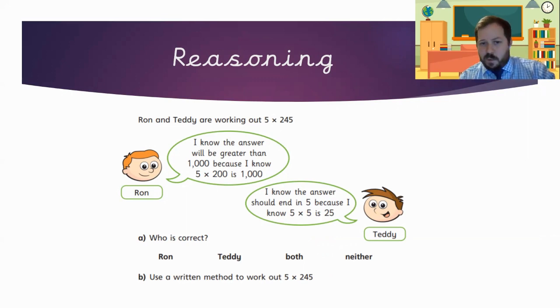So Ron and Teddy are working out 5 times 245. Ron says, I know the answer will be greater than 1,000 because I know 5 times 200 is 1,000. And Teddy says, I know the answer should end in a 5 because I know that 5 times 5 is 25. Who's correct? Is Ron correct? Is Teddy correct? Both of them correct? Or neither? And B, use your written method, one of them, in order to work out 5 times 245. Pause now and have a go.